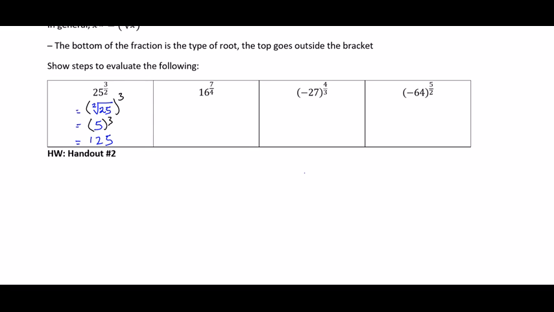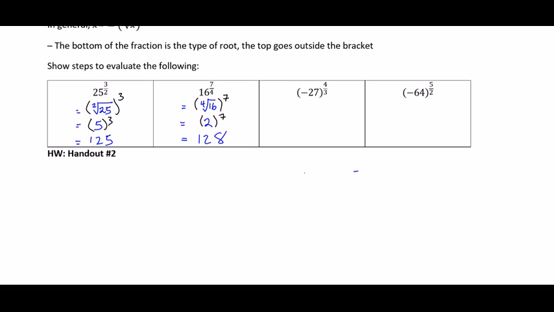So now for the next one, we have the 4th root of 16 all raised to the 7. The 4th root of 16, well, that's just 2, raised to the 7. So notice the 2, the result, is always put in a bracket. So we have 2 to the 7, which equals 128.